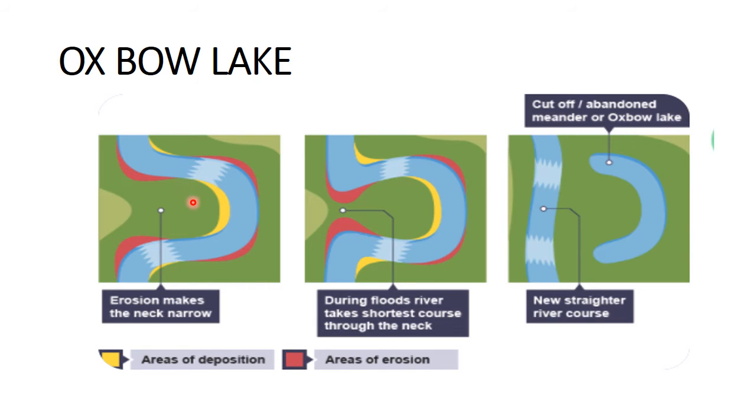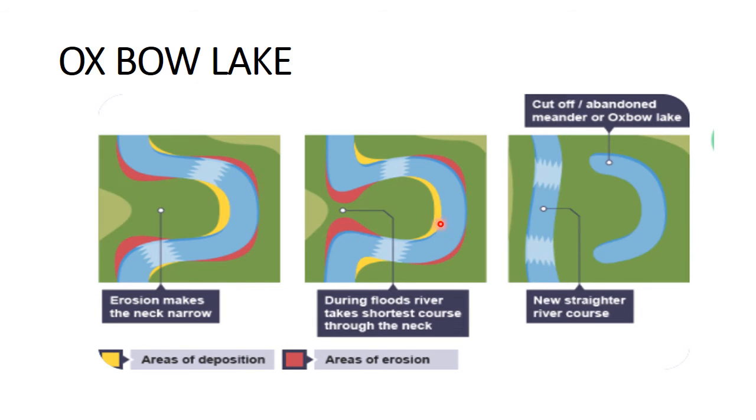What happens? The sides of the meander loop come closer and closer, and in due course of time the meander loop cuts off from the river to form a cut-off lake. It is also called a cut-off lake or oxbow lake.